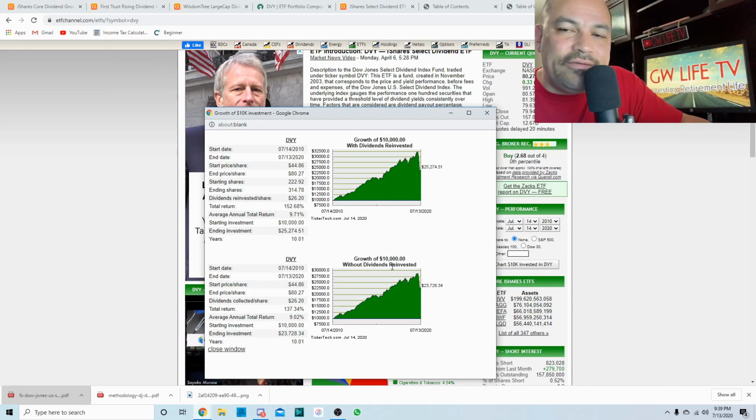If you just took the dividends and pocketed them, you would have had an average annual return of 9.02%, total return of 137.34%, and your ending investment would have been $23,728.34. So that's DVY. I hope that I explained dividend growth a little bit there.